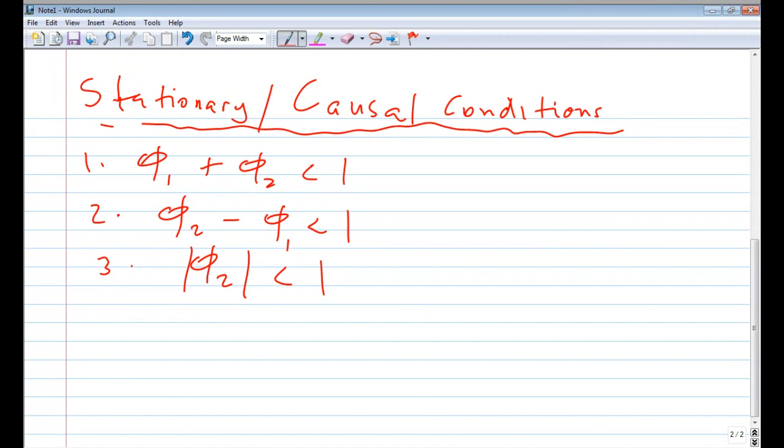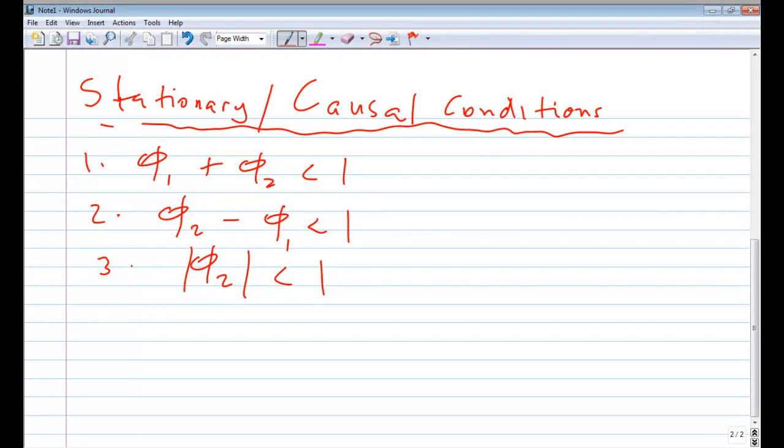Those are the 3 conditions that we have to use when we want to check whether the process Xt, in this case the autoregressive of order 2, is stationary. All these 3 conditions must hold for the process Xt to be stationary or causal. If one fails, the process is not stationary. All of them must be fulfilled.